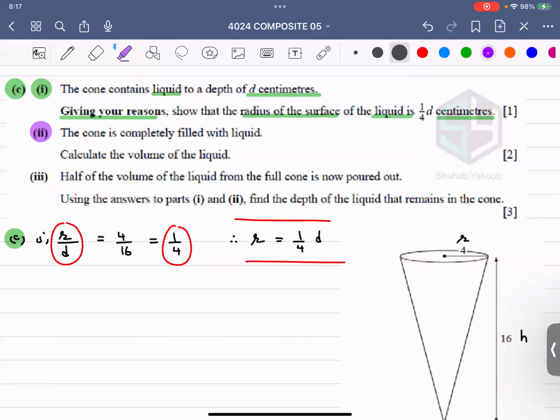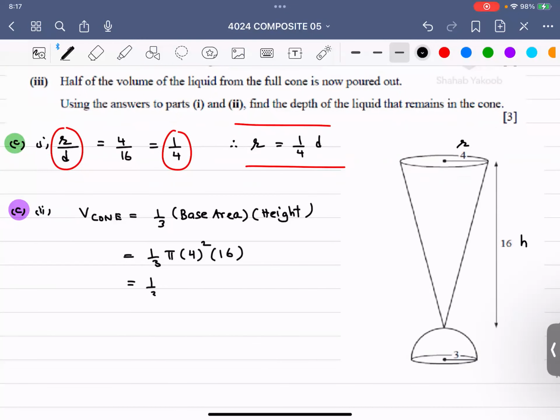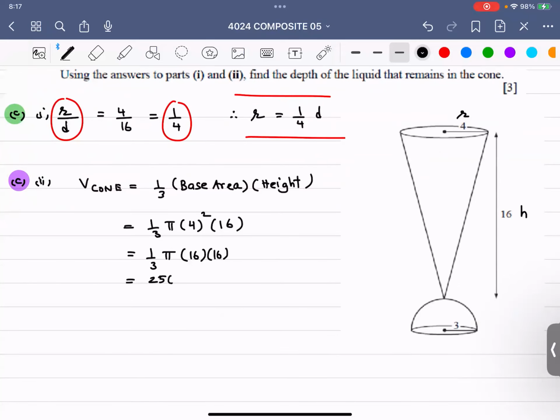What about the next part? The next part says C part 2. It says the cone is completely filled with liquid. Calculate the volume of the liquid. So volume of the cone is 1/3 that of a cylinder. That is 1/3 into base area, which is the area of a circle, into height. I can use this formula. So this is 1/3 into pi into 4 square into h, which is 16. That is 256 pi over 3 centimeters square.